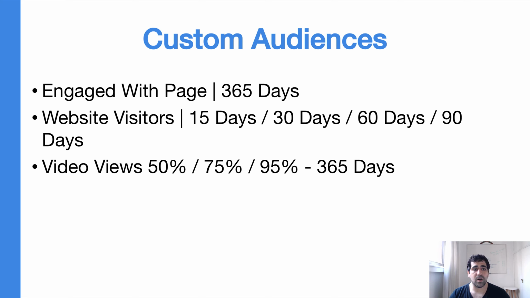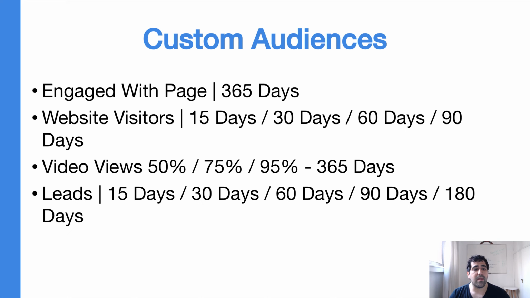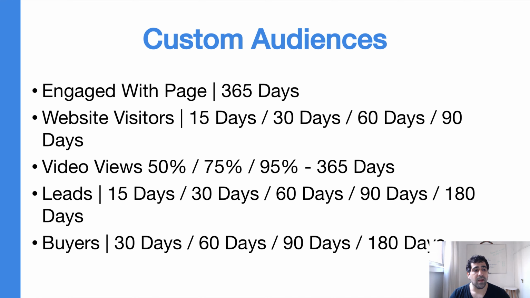Video views of ads, not ads, but videos that you have on Facebook, like 50%, 70% views, 90% video views in the last 365. And actually, you can do it for different dates, like last 90 days, 180 days, 365 days. Then a custom audience of the leads, 15 days, 30 days, 60 days, 90 and 180.